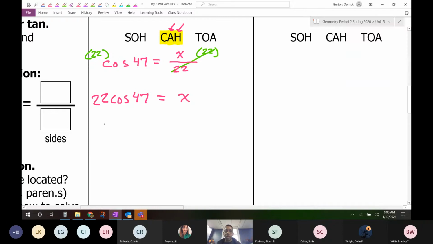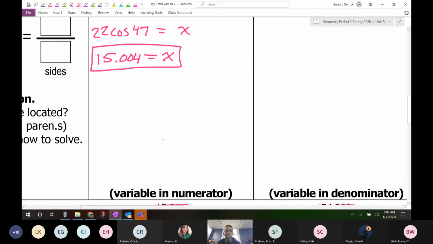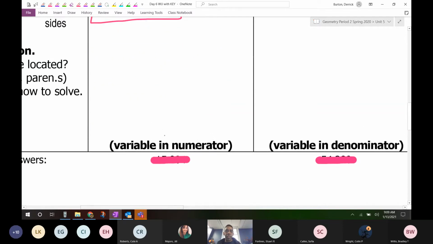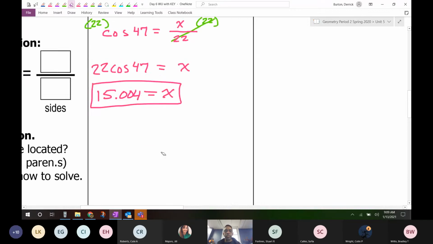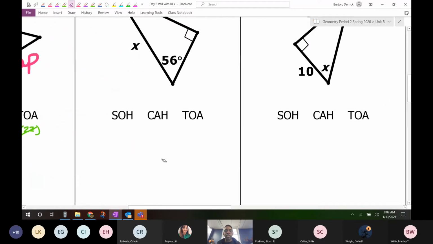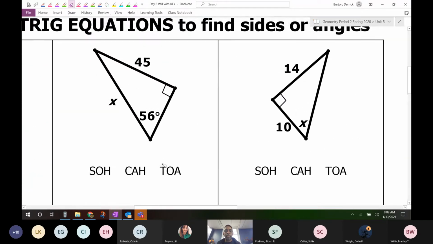Make sure on the quiz tomorrow you are using 3 decimal places, and make sure you are rounding properly according to the rules of rounding. Now the key is included in this. I've just marked out the answers, which are right here, but we can just erase that and check our answer. All right, let's look at the next one.